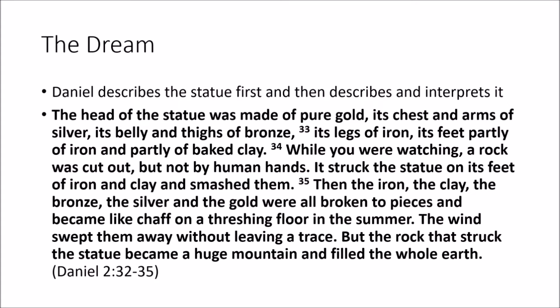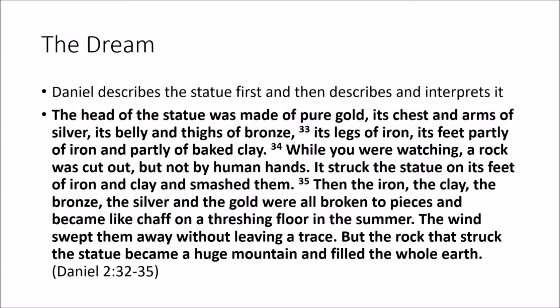The dream, as described by Daniel, is this. The head of the statue was made of pure gold, its chest and arms of silver, its belly and thighs of bronze, its legs of iron, its feet partly of iron and partly of baked clay. While you were watching, a rock was cut out, but not by human hands. It struck the statue on its feet of iron and clay and smashed them. Then the iron, the clay, the bronze, the silver, and the gold were all broken to pieces and became like chaff on a threshing floor in the summer. The wind swept them away without leaving a trace, but the rock that struck the statue became a huge mountain and filled the earth.